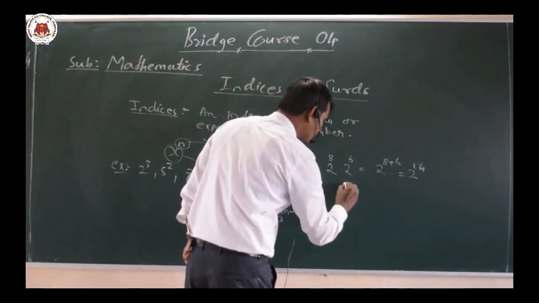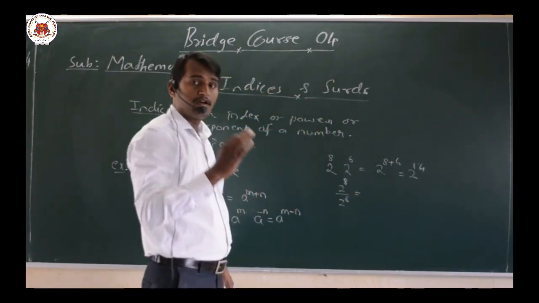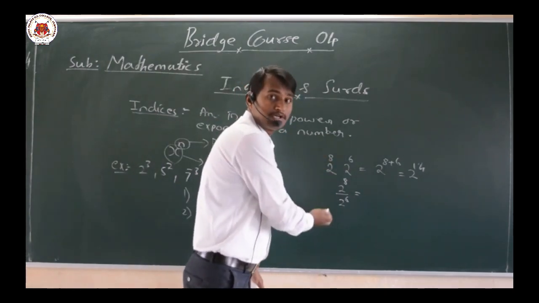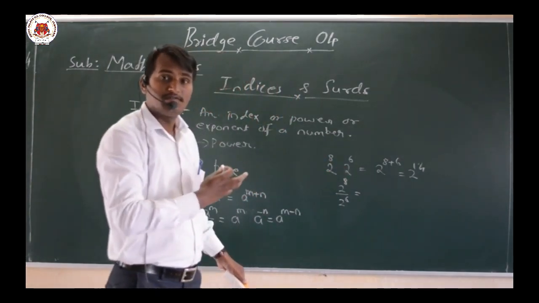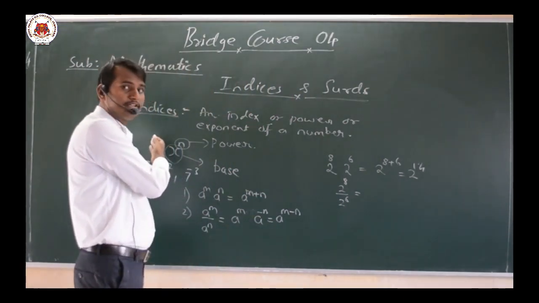For example, 2 to the power of 8 divided by 2 to the power of 6. Find out the value. Now you don't need to go to your calculators, find out the 2 raised to 8 value, 2 raised to 6 value, and solve it. It is a very lengthy process. Instead of that, we can make use of a very powerful tool, that is indices.